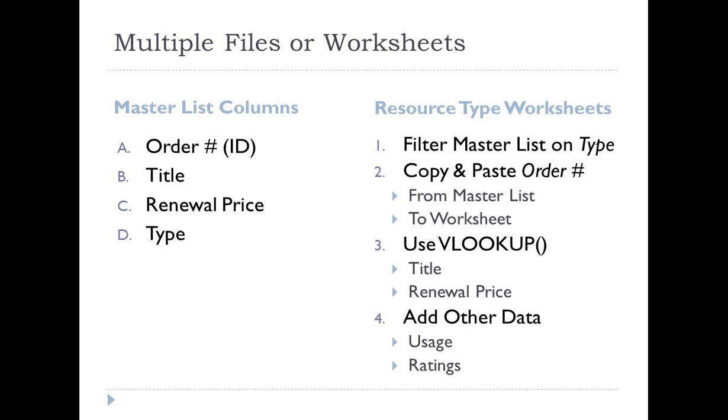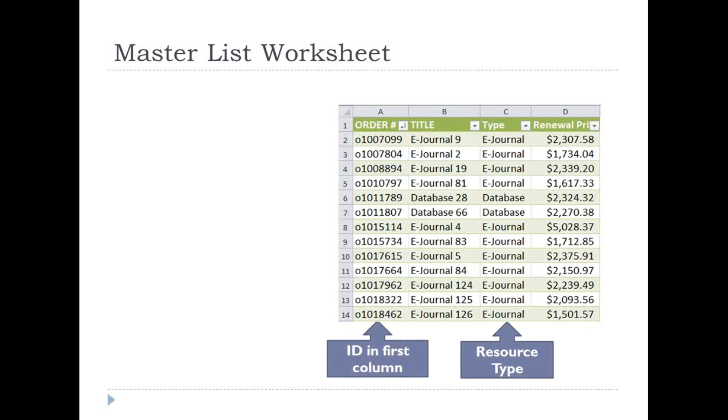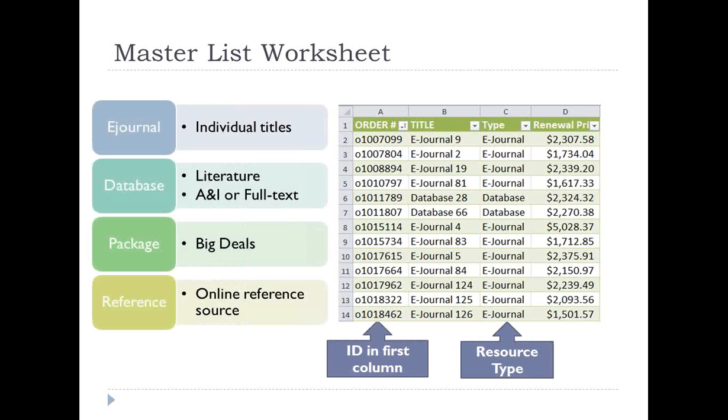So here's more specifically what I'm talking about. This is our master list. So we start out with the order ID, always in the first column, and then the title and the type, and also the price. And the types we divide into 4 types. You can decide how to divide your resources up, but this is what we use.